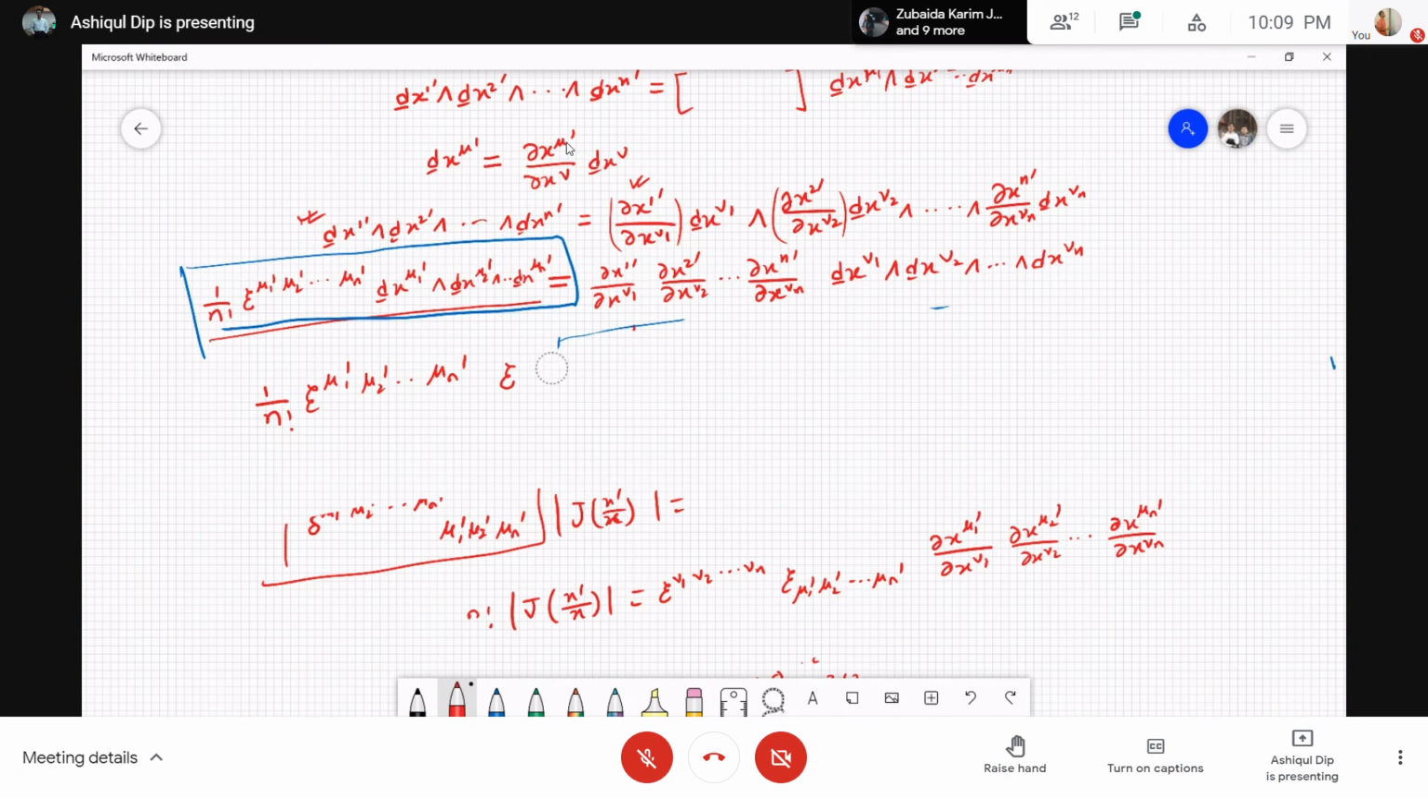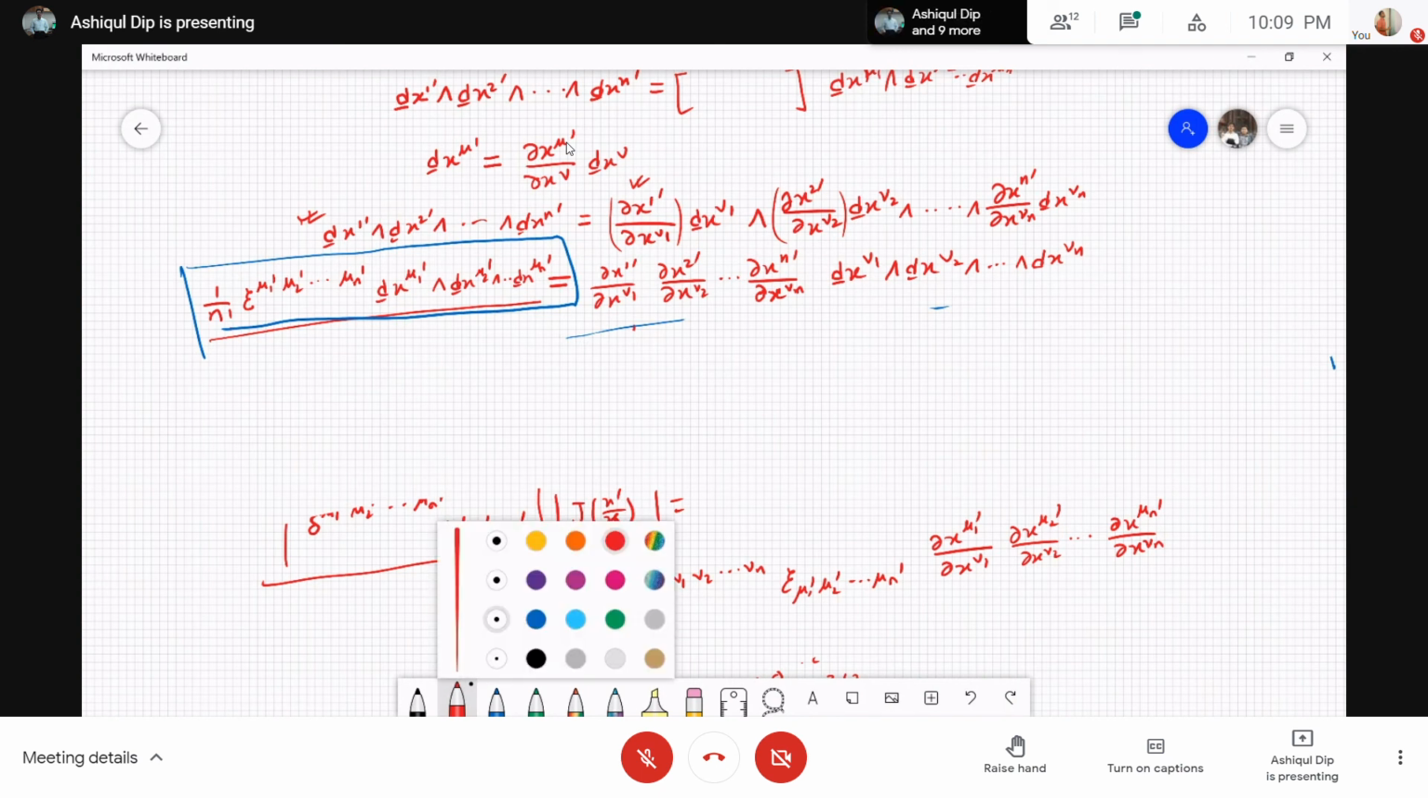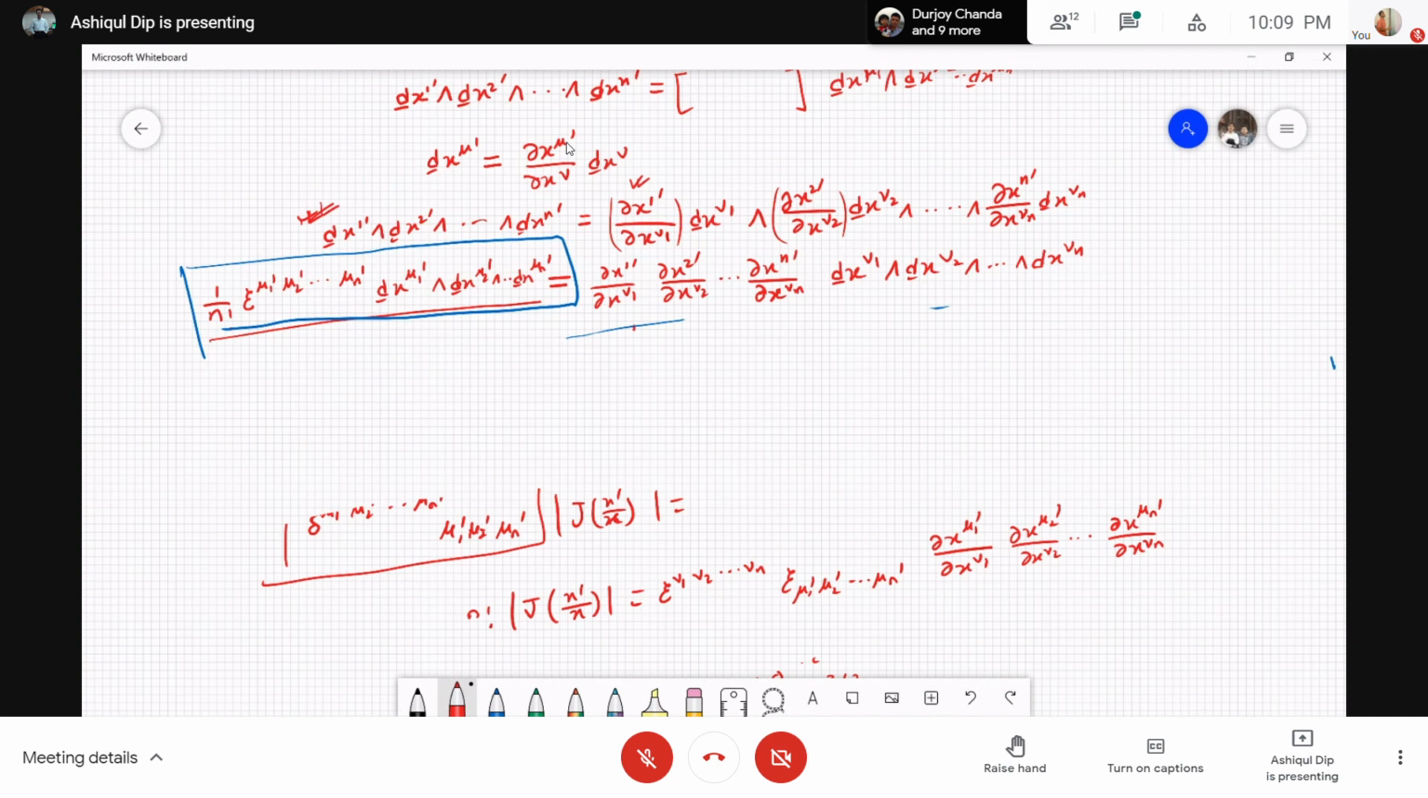Okay, so the expression I have written is actually not the most general expression I want. As you can see, we started with dx1 prime, dx2 prime, like that. We started with this thing. So if I want to write, instead of that, dx mu1 prime wedge dx mu2 prime up to wedge dx mu n prime, what would be on the other side? What would be the expression here? What changes do we need to make?